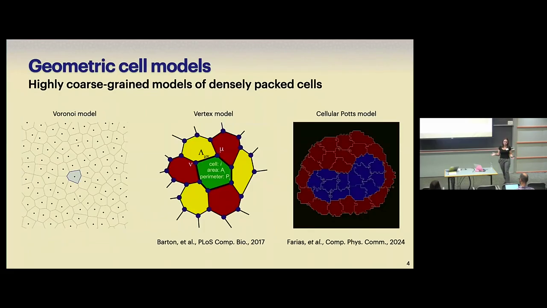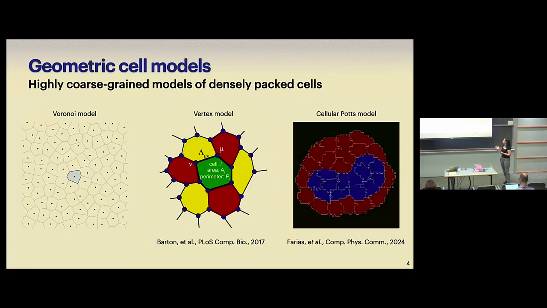So there's no information about the subcellular level. A very similar model that shares a lot of features is the vertex model. Here, as in the Voronoi model, the cells are polygons, but instead of the degrees of freedom being the centers of the cells, the degrees of freedom are the vertices of the polygons. Typically each cell has about 6 vertices associated with it, and each vertex belongs to 3 cells.